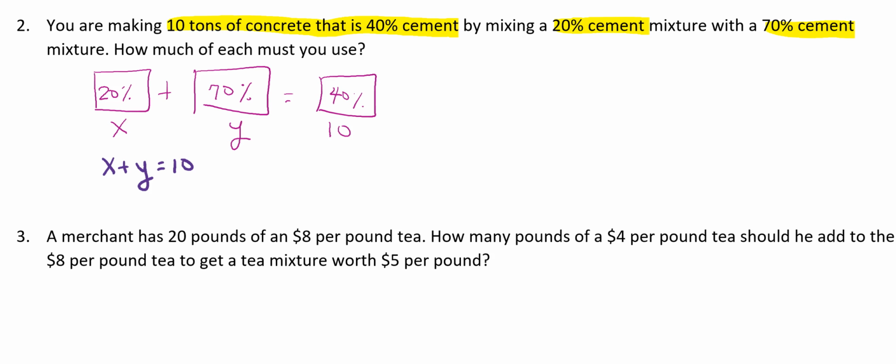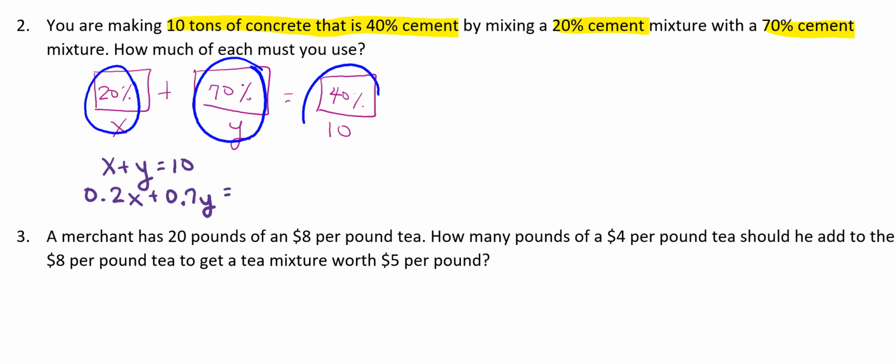And our second equation comes from multiplying 20% times x, so that's going to be 0.2x, plus 70% of y, so 0.7y, and we're going to multiply 40% times 10, which is going to give us 4. So here is our system, and then you need to solve either using elimination or substitution. And again, they want to know how much of each must you use.